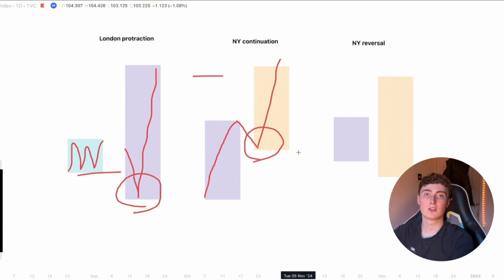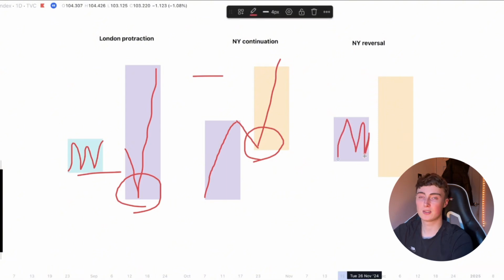Now, the next one is called New York reversal. This one involves London and New York kill zone again. So instead of how the continuation forms, where London impulses, New York continues that impulse, instead, London's going to do whatever. Maybe it moves a bit, maybe it goes completely sideways. It doesn't really matter because what we're expecting this time is for New York kill zone to open up and actually take out London's low.